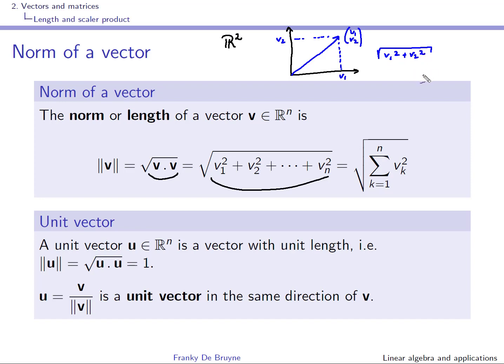So you can define the notion of a vector with unit length or with length 1. And if you're given a vector in some direction, you can give it a unit length by simply dividing by the length of the vector. So this is something that we'll be using quite often in this course.